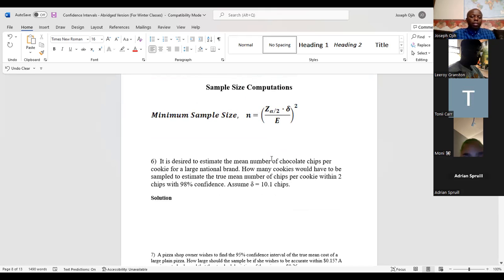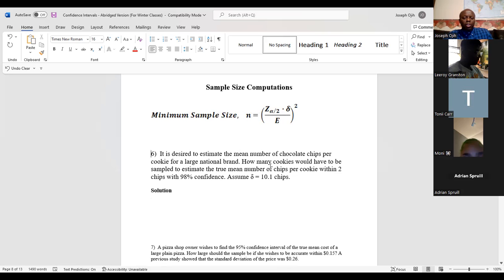It says it is desired to estimate the mean number of chocolate chips per cookie for a large national brand. How many cookies will have to be sampled to estimate the true mean number of chips per cookie within 2 chips with 98% confidence? Assume that the standard deviation is 10.1 chips. What you need to do is list the values for the critical value, the standard deviation, and the error, and plug them into this formula, and then you get the answer.